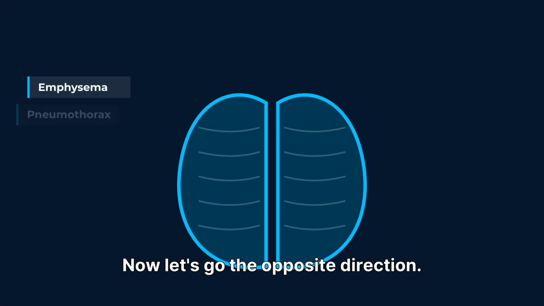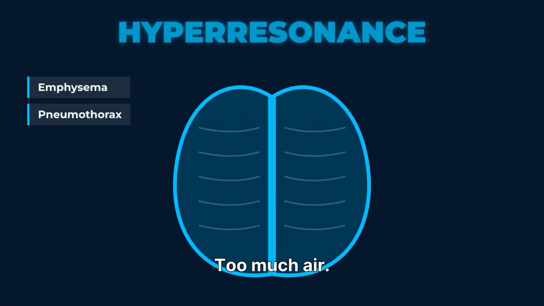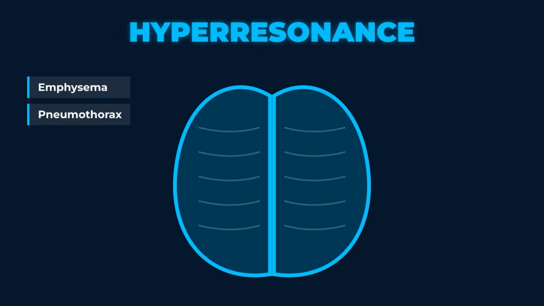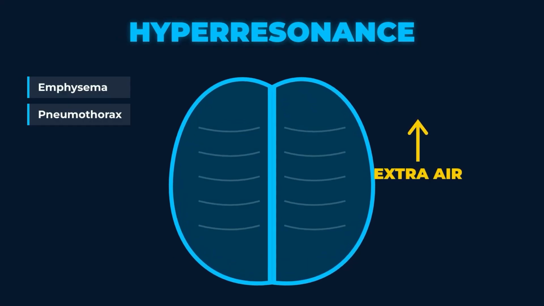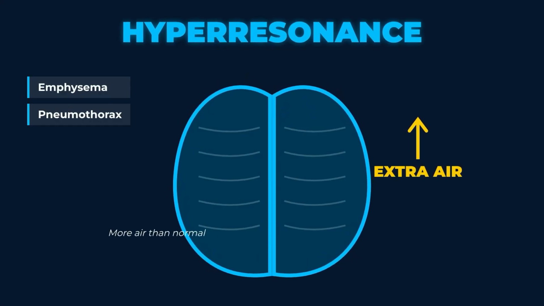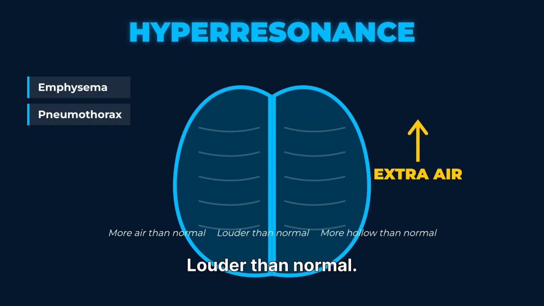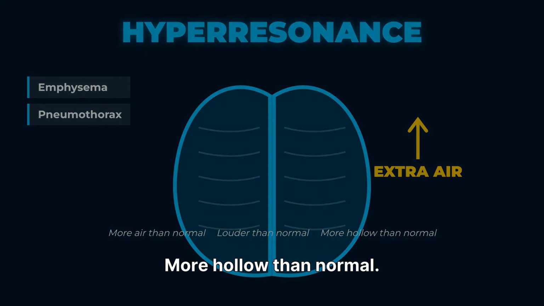Now let's go the opposite direction. Too much air, maybe emphysema, maybe a pneumothorax. Now we hear hyperresonance. More air than normal, louder than normal, more hollow than normal.